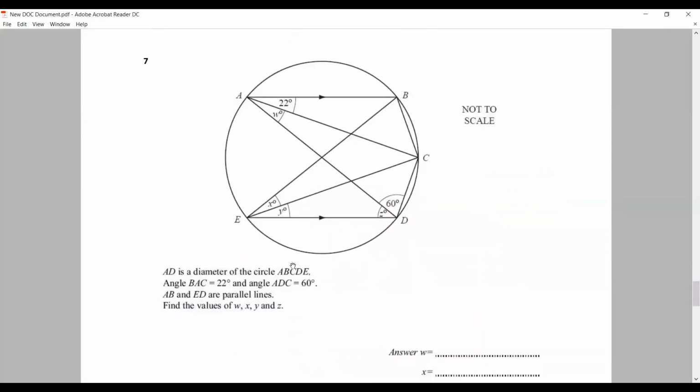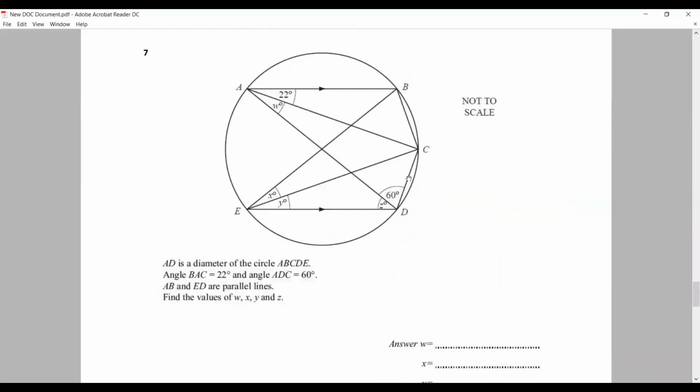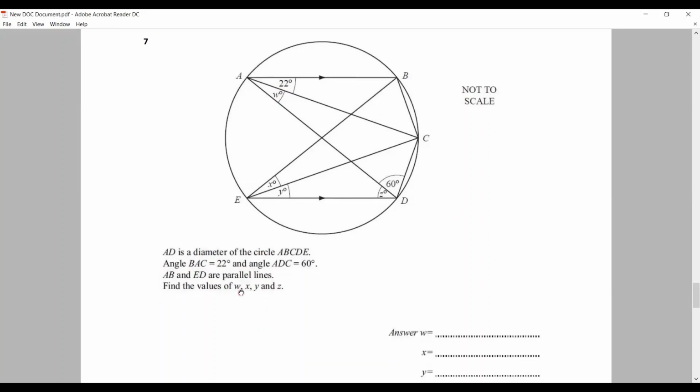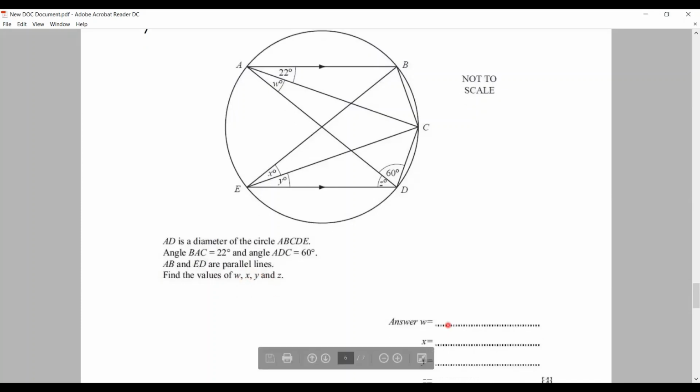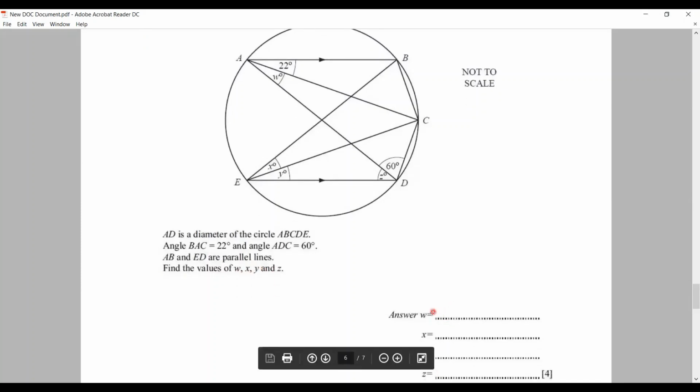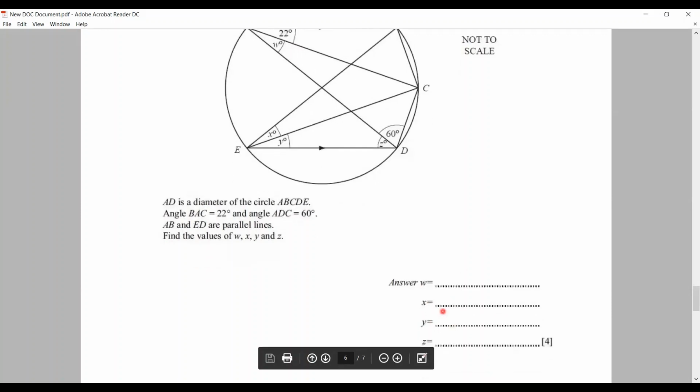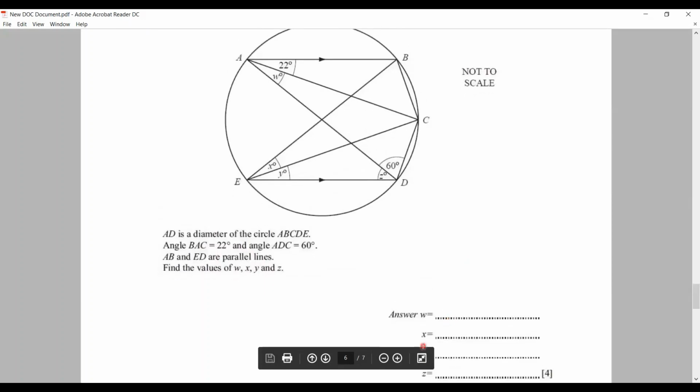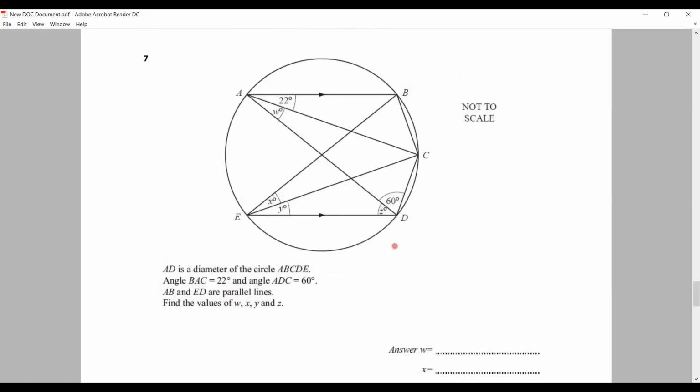So question number 7. Okay, we're given a circle with a lot of points and lines, many of which are just there to confuse us, right? Find W, X, Y, Z. Look at the order. There is a reason they gave you in this specific order. Basically, it's like solving a puzzle. If you find W, then X and then Y and then Z will kind of reveal themselves to you. So at first glance, there is no clue, right?